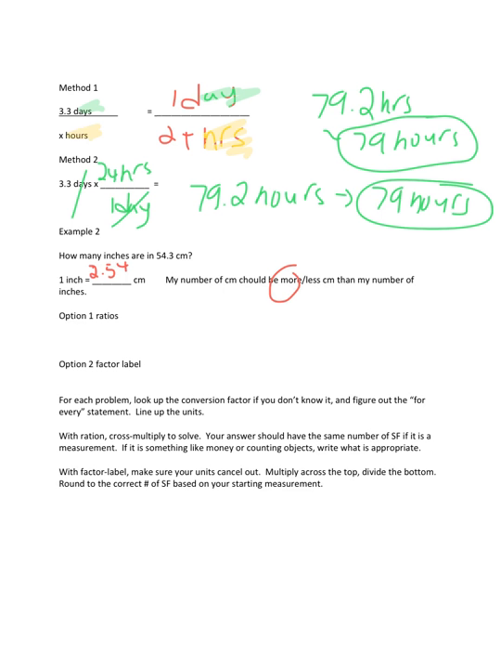Okay, so on here, first I'll try it out with ratios. So I have 54.3 centimeters. Got to figure out how to hide that. It didn't used to do that. Okay, so I have 54.3 centimeters.